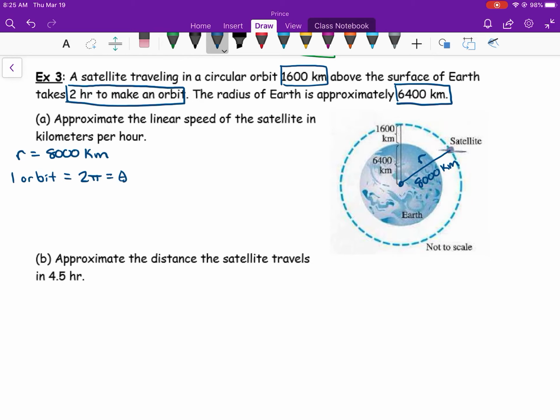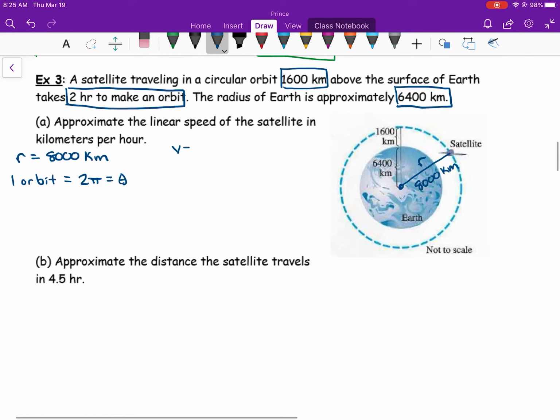So we're going to approximate the linear speed of the satellite in kilometers per hour. So linear speed, velocity, equals arc length divided by time, I'm sorry. So we know time, which is 2 hours, but we don't know arc length. Okay, so we'll have to do our arc length formula. Arc length is our radius times theta.